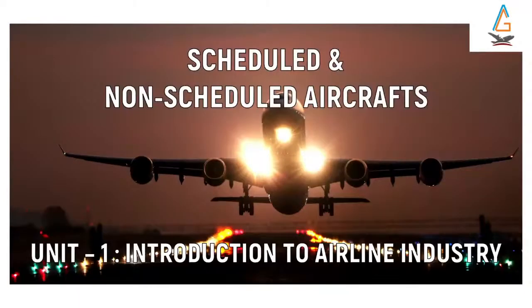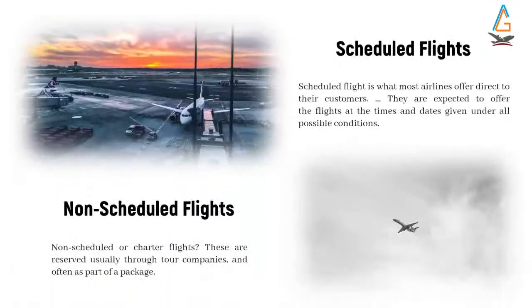Then let's now see the differences between scheduled and non-scheduled aircraft. The flights that we take from point A to B are called scheduled flights. These flights have fixed timings, dates, and fares; basically every detail is given on the ticket booking sites. Take an example of a flight from Delhi to Bombay. You go through the airline ticket sites and you see the departure time, the arrival time, and the fare. Then you have different categories: whether you want to travel in economy, business class, or first class. You'll have different subcategories. All those are scheduled.